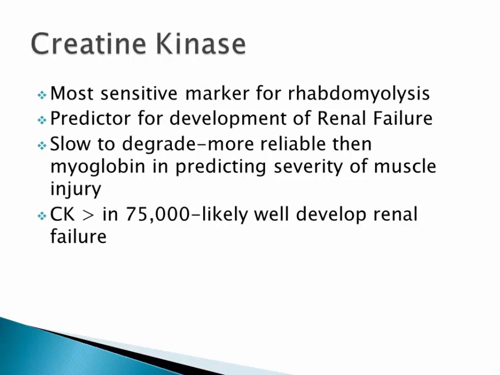Another important lab abnormality is the creatine kinase, also known as CPK. That's in my era what we called it, creatine phosphokinase. Now it's just called creatine kinase. It's an enzyme that's found in skeletal muscle. It is the most sensitive marker for rhabdomyolysis. It's the most sensitive predictor for development of renal failure, mainly because it's slow to degrade. It's more reliable than myoglobin in predicting severity of muscle injury. Basically, CKs or CPKs that are greater than 75,000, that person is probably going to develop renal failure. So it is an important lab value that we'll mention a little later, when we're following people with crush syndromes, that should be monitored.